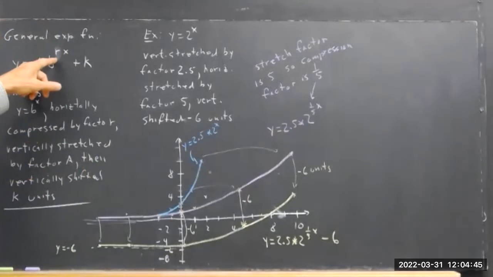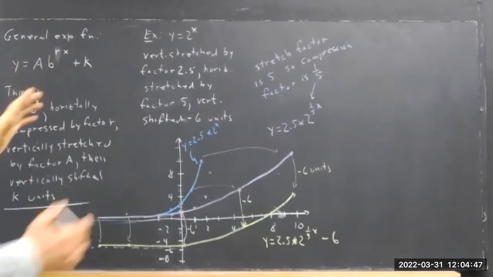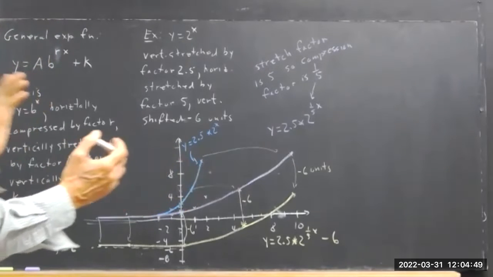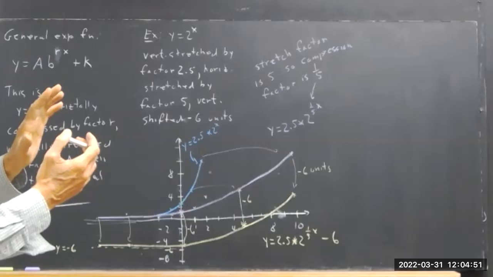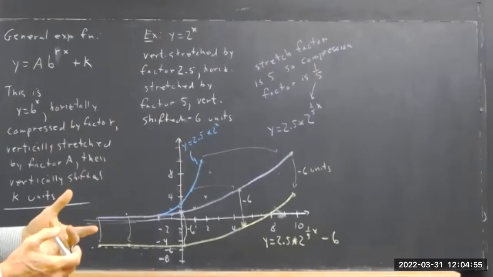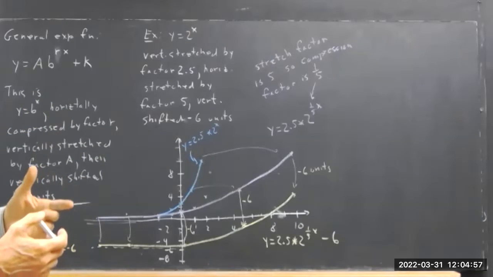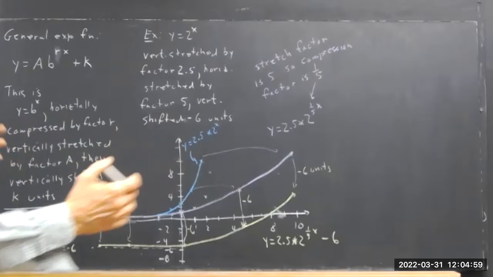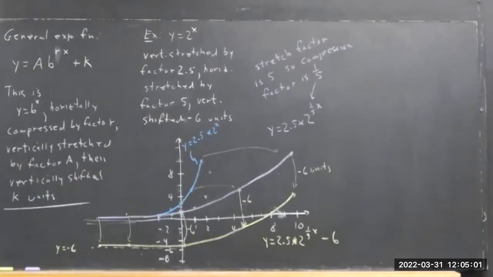Whatever your horizontal compression is, if it's bigger than 1, it moves things closer to the y-axis by that factor. If it's less than 1, then it moves things further away. Okay, let's try an exercise here.